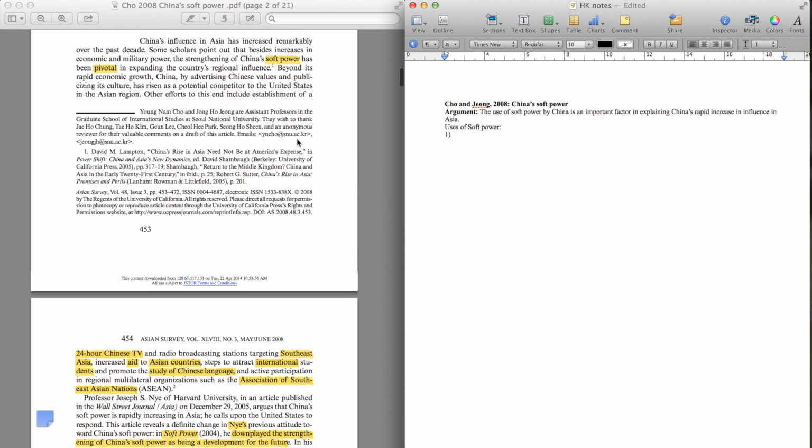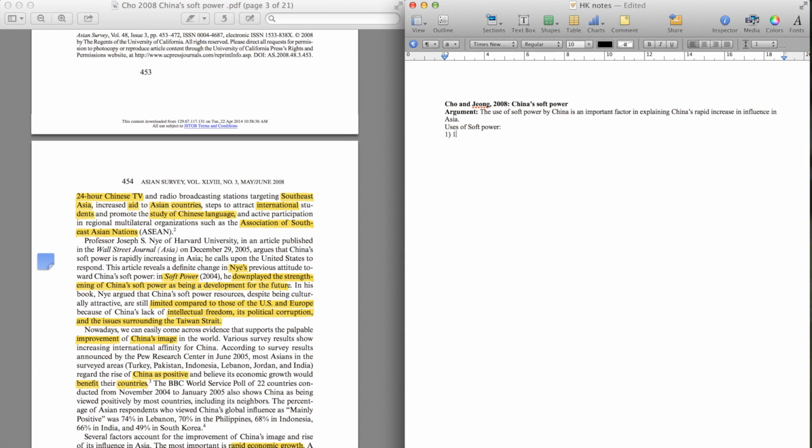So we've got that China apparently has set up a 24-hour Chinese TV and radio broadcasting to Southeast Asian countries. And then I also may want to add in increased aid to the region, and then it's also establishing institutions to promote the Chinese language. There we go. So I've got some lovely empirics there of uses of China's soft power.